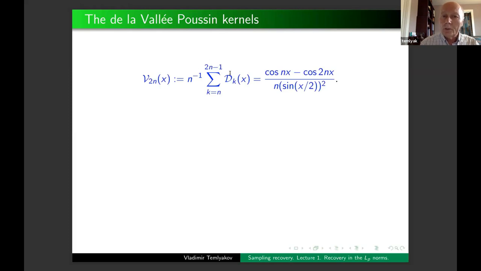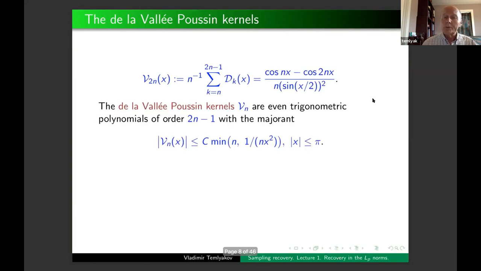So from this formula, it is clear that the Vallée-Poussin kernel is a trigonometric polynomial of degree 2n minus 1. So this index n does not represent exactly the order, but just relates to n. This is standard notation, so I follow the standard notation. And there is a closed formula for this kernel, which again allows us to get the majorant for this kernel.